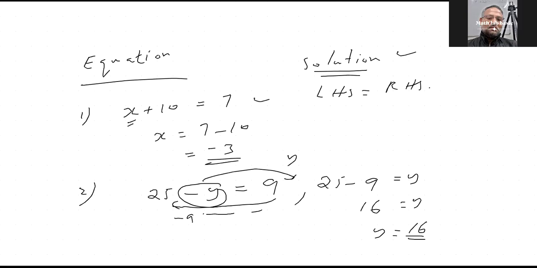Now look here, another example. Many examples are there. Look here. Suppose 2m minus 11 is equal to 41. How can you solve this one?